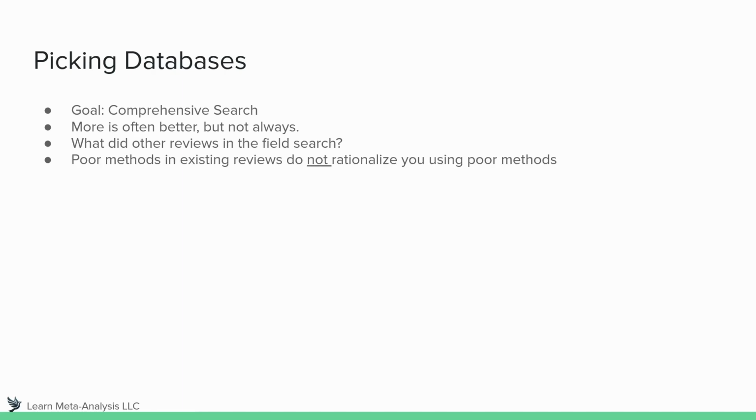The reason I mention this is because I've read a lot of systematic reviews or meta-analyses where they only searched one or maybe two databases. Personally, I do not think that is enough to create a comprehensive search in many research areas, especially in my area of educational technology. We see some things being published in computer science areas, we see others in medical areas, we see others in traditional education areas. So essentially what I'm trying to say is poor methods in previous reviews do not rationalize you using poor methods.